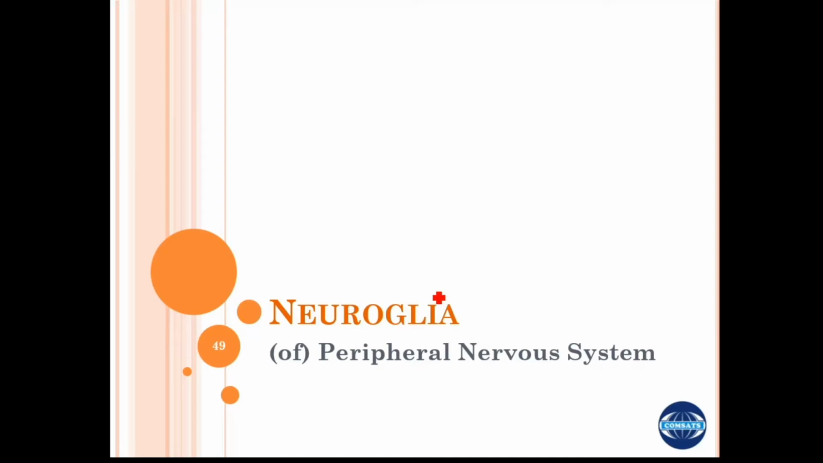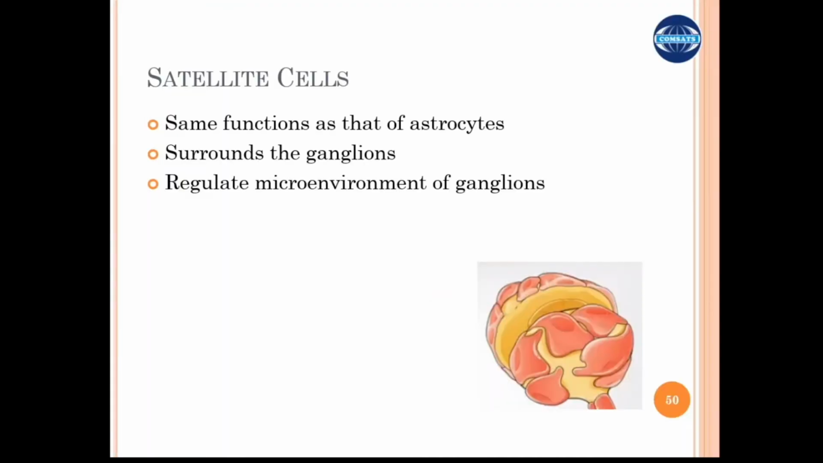Okay, now coming towards the neuroglia cells of the peripheral nervous system, that contains only two types. The one is the satellite cells. They have the same function as that of astrocytes, but they are present in the peripheral nervous system, and they surround the ganglions and other cell bodies and the cell neuron masses to keep them at their place. And also they produce the blood-brain barrier there, and they regulate the microenvironment of the ganglions.